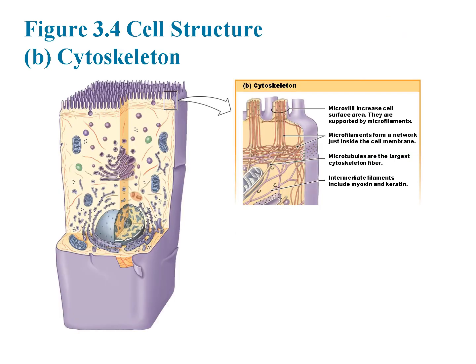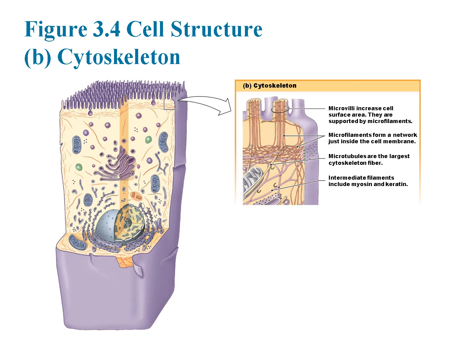Let's explore the cytoskeleton, a dynamic framework inside the cell that not only supports its shape, but also powers movement and organization. Here, you can see the microvilli on the cell surface. They're supported by microfilaments and are essential for increasing the surface area, which is particularly useful in cells involved in absorption, like those in your intestines.